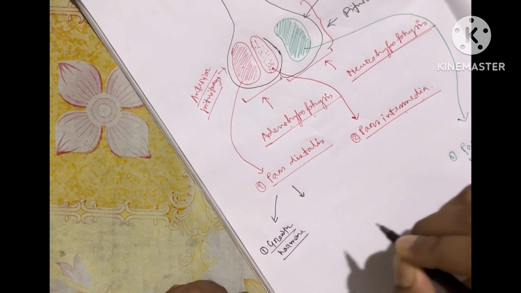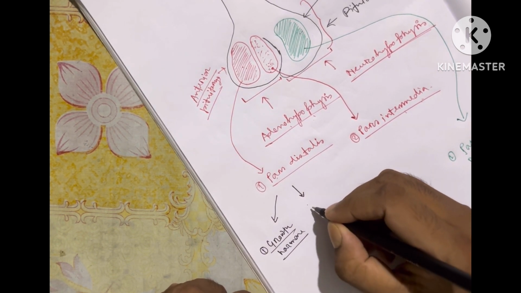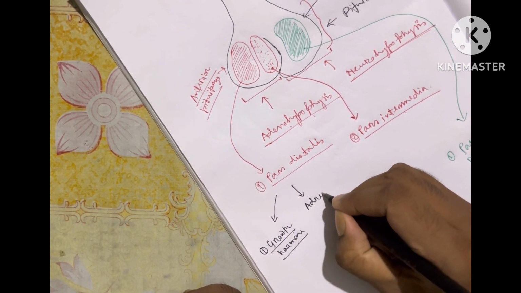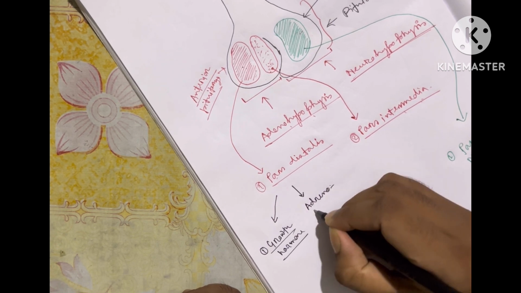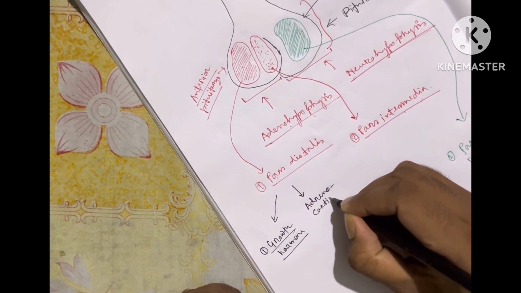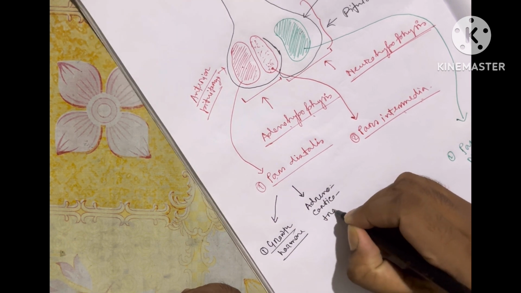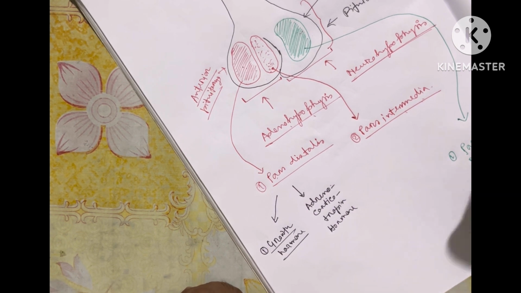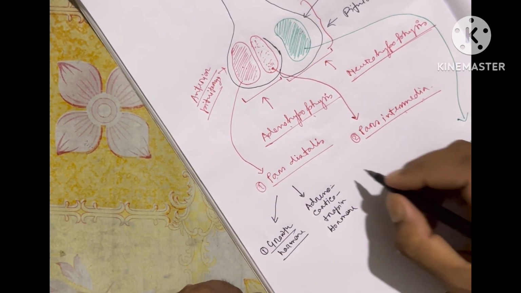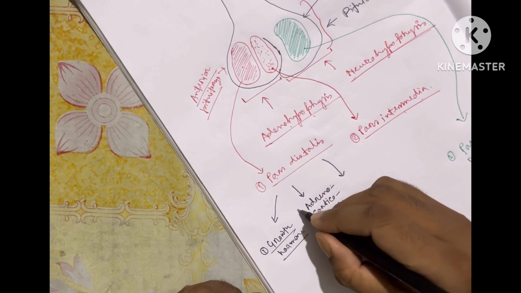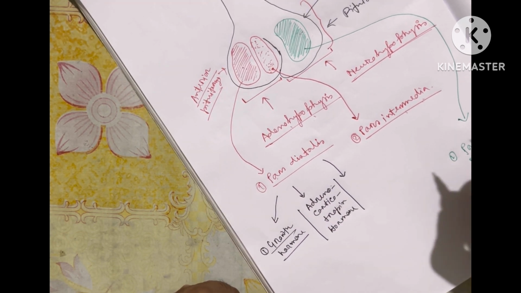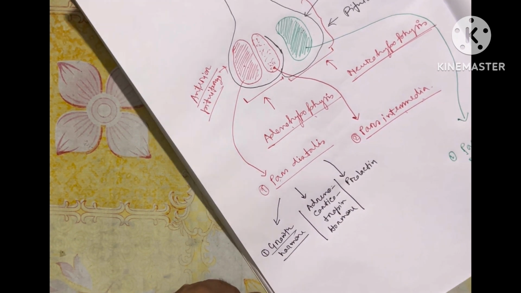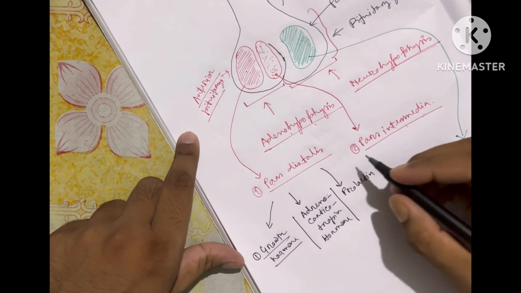What is the second hormone? Second hormone is adrenocorticotropin hormone. So this is the second hormone. What is the third hormone? What is the name of third hormone? This is the prolactin. Third hormone is prolactin. What is the fourth one?